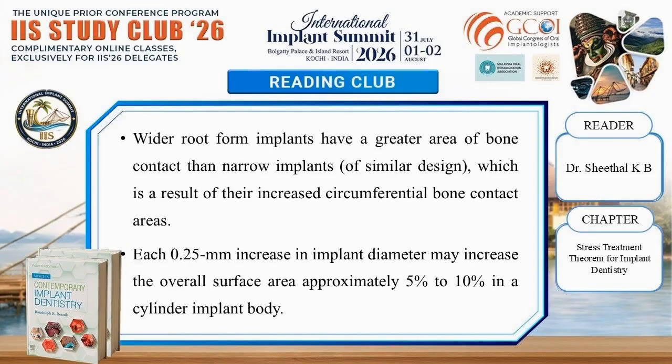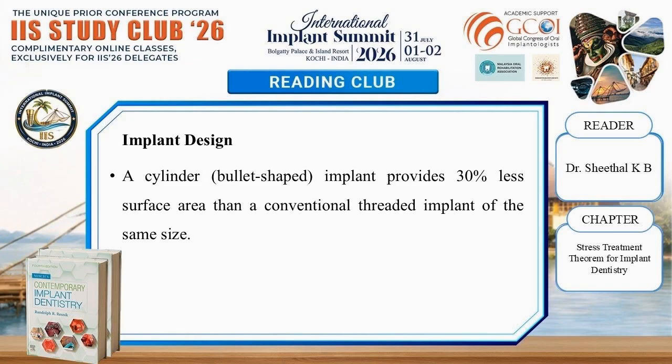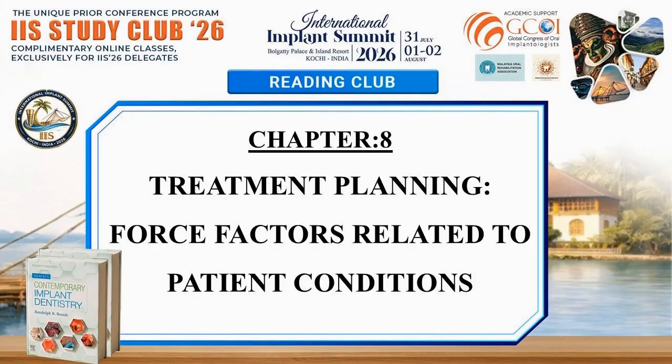Wider root form implants have a greater area of bone contact than narrow implants of similar design, which is a result of their increased circumferential bone contact areas. Each 0.25 mm increase in implant diameter may increase the overall surface area approximately 5 to 10% in a cylinder implant body. Implant design. A cylinder bullet-shaped implant provides 30% less surface area than a conventional threaded implant of same size. Chapter 8. Treatment Planning.